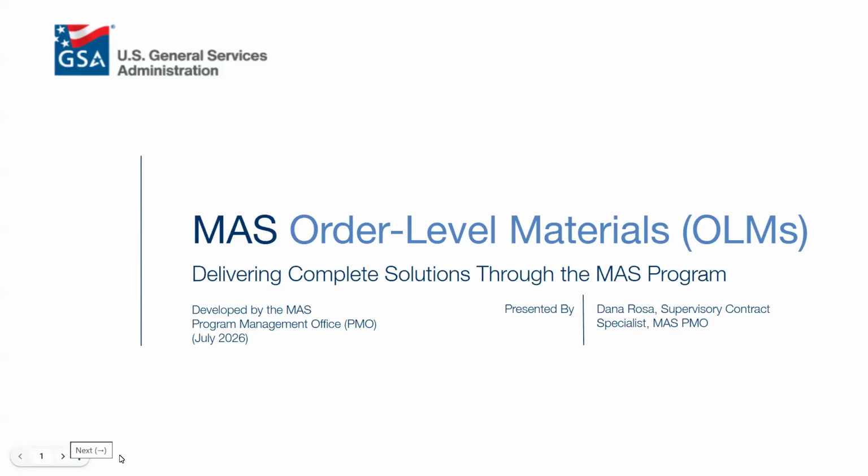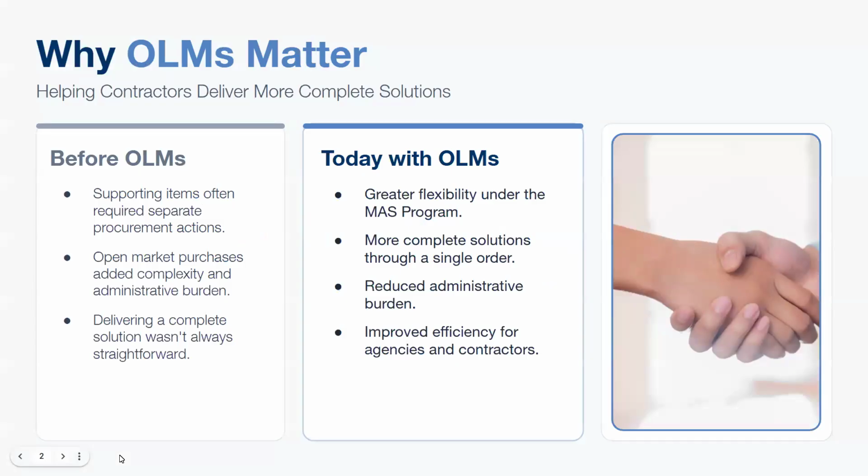So as Matt explained, today's session is designed to help you understand a key multiple award schedule flexibility known as the order level materials, or OLMs. Today we're going to cover what OLMs are, their usage rules, responsibilities, and then give some practical examples to help you confidently apply them in the MAS program. Before diving in, we're going to take a look at why OLMs were created and the problems they solve.